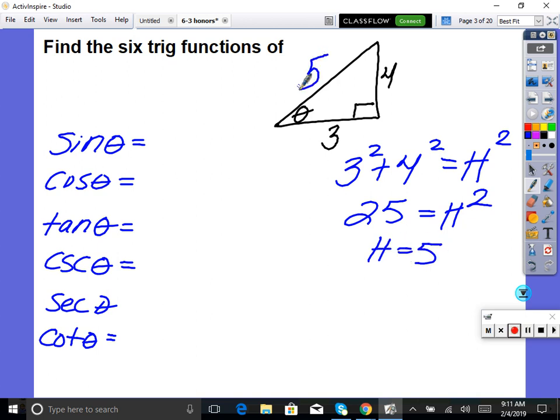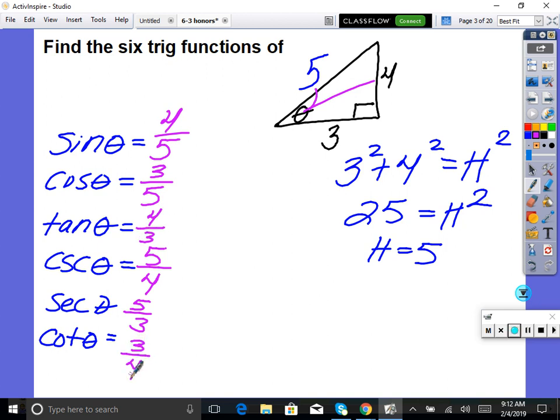And now I can just answer my trig functions. Sine is opposite, go to theta, opposite over hypotenuse, right? 4/5, so then I'm going to jump right down to cosecant and call that 5/4. All right, cosine is adjacent over hypotenuse, so that'd be 3/5, jump down to secant, 5/3. And then tangent is opposite over adjacent, my opposite's 4, adjacent's 3, so then we'll jump down and that's 3/4. Straightforward, right? Right triangle trig.